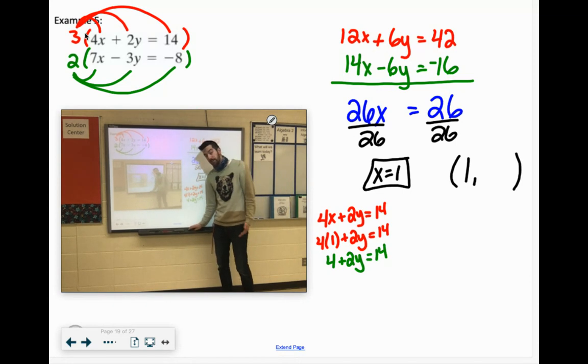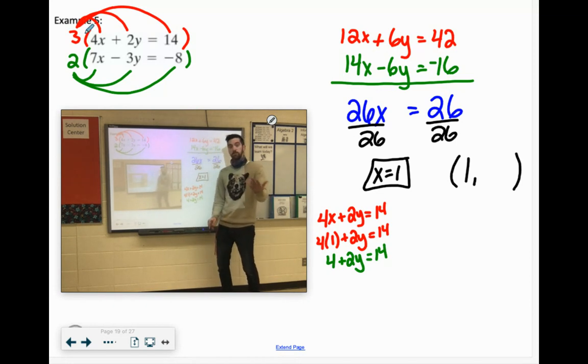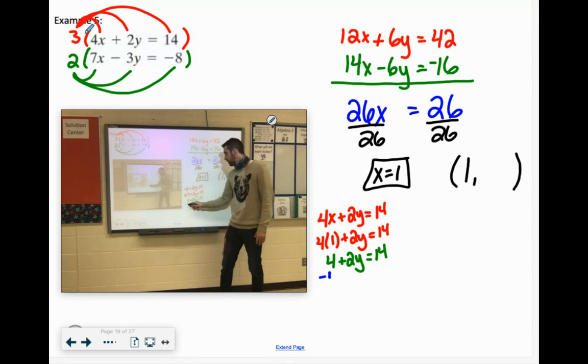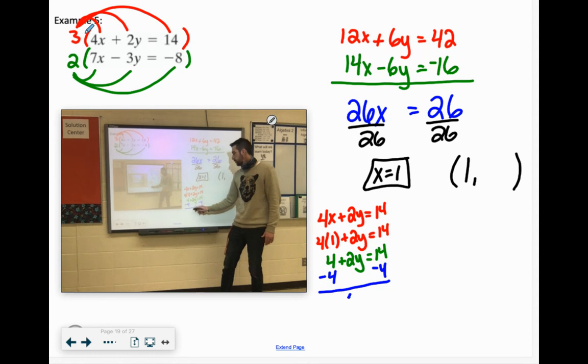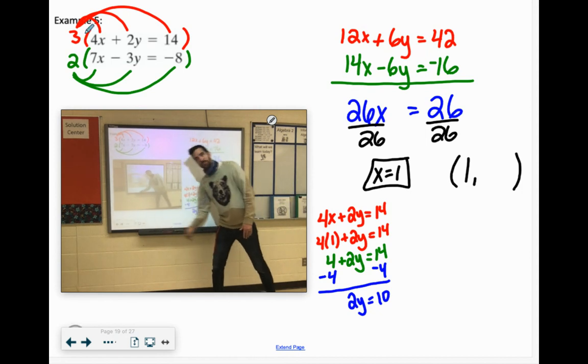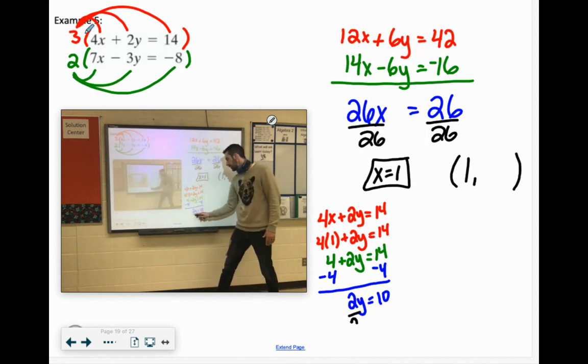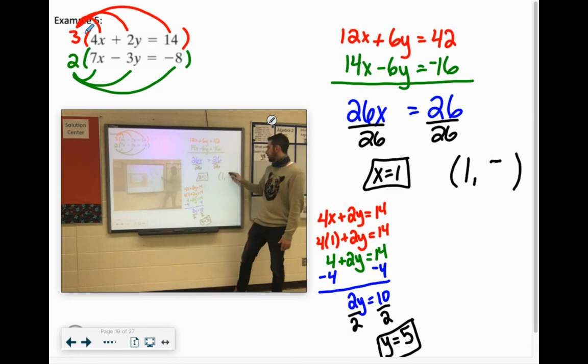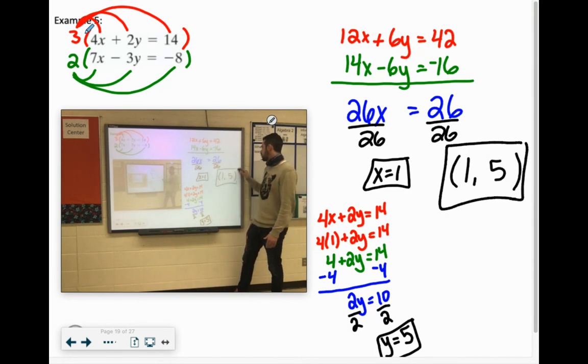How are you going to get rid of that 4? You're going to subtract it from both sides. 4 minus 4 is 0. So we're left with 2y. 14 minus 4 is 10. 2y equals 10. We have to divide by 2 on both sides, which gives us y equals 5. Put that over here for our answer.